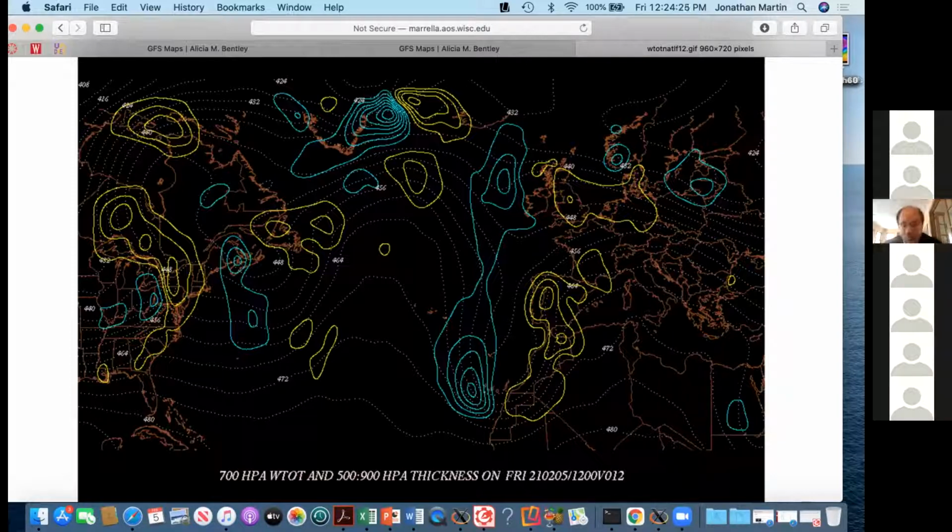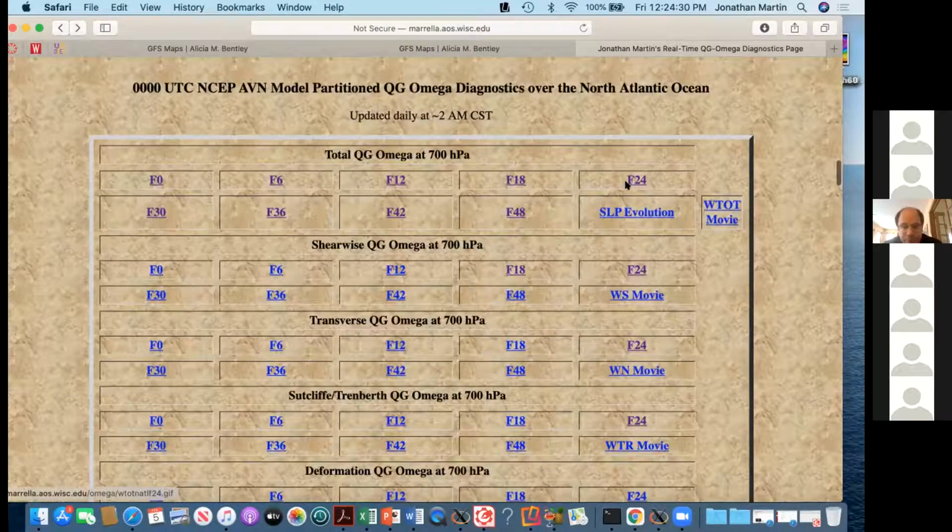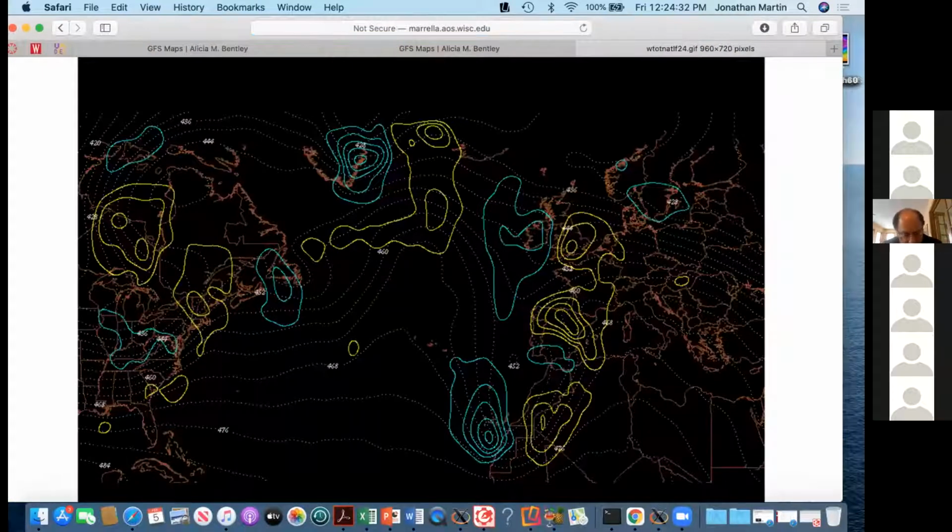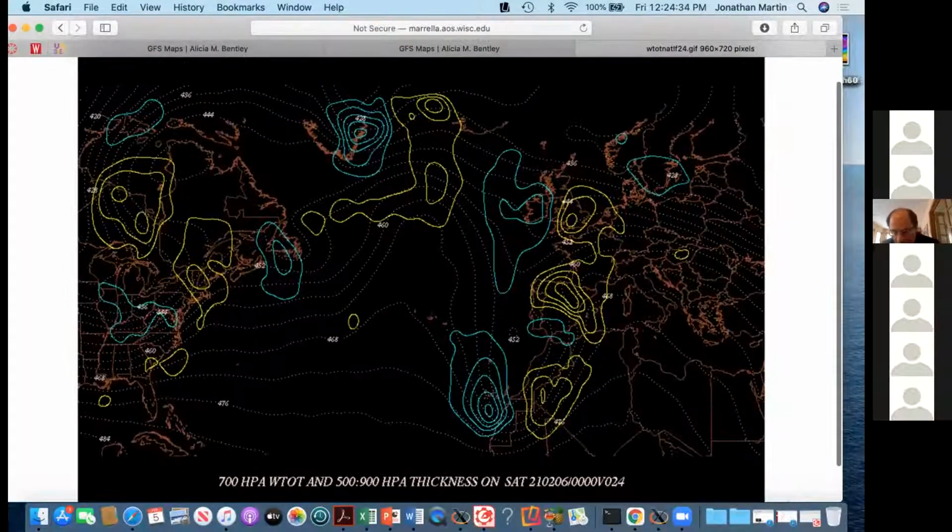And this is just this morning. Let me just go ahead a couple of times. I'll go to, let's see, 12 hours into the future. This is now going to be valid tonight, 7 p.m. Look at how the vertical motion has increased.